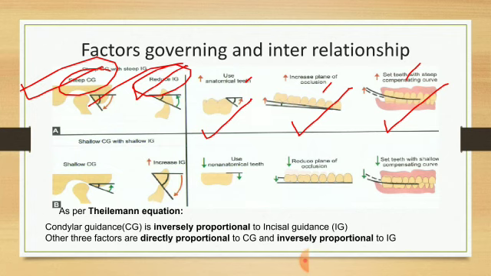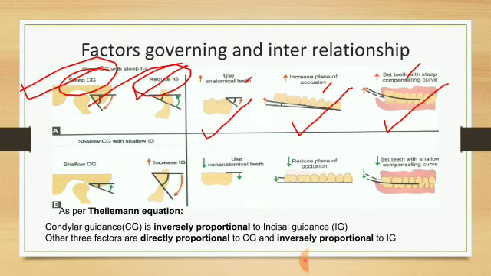Similarly, in the second case we have shallow condylar guidance. Now if the condylar guidance is shallow, we need to increase the incisal guidance, because suppose we reduce the incisal guidance, there would be interlocking between the posterior teeth. There would be no opening of the posterior teeth. So as there would be interlocking, this would lead to interference, and this would lead to loss of stability of the denture.